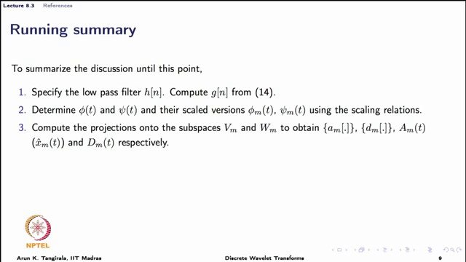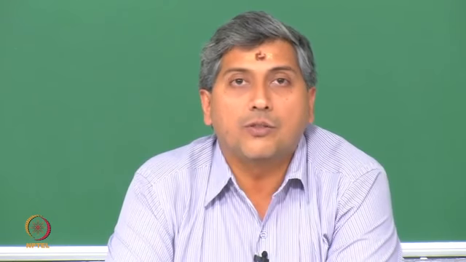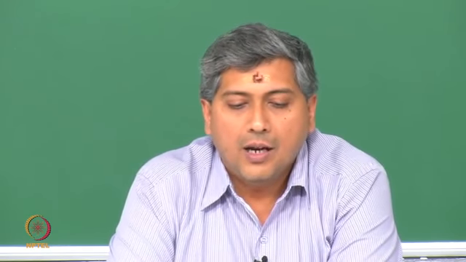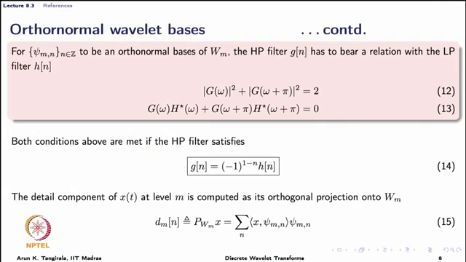To summarize the discussion that we had until now, there are essentially 3 steps in the computation of DWT. Although there are 3 steps, as far as the user is concerned, the user has to specify only the low pass filter, which is the first step, and the low pass filter is denoted by h of n as per our notation, and then one computes the high pass filter using equation 14, which is g of n is minus 1 raised to 1 minus n h of n.